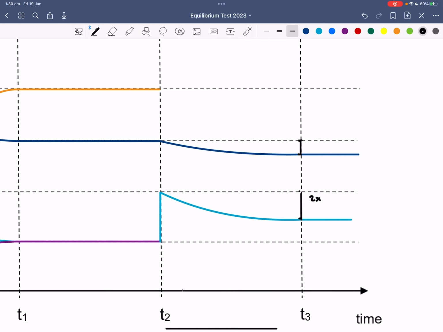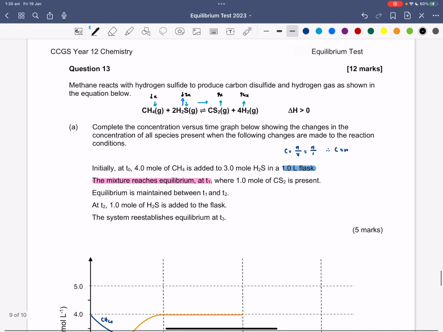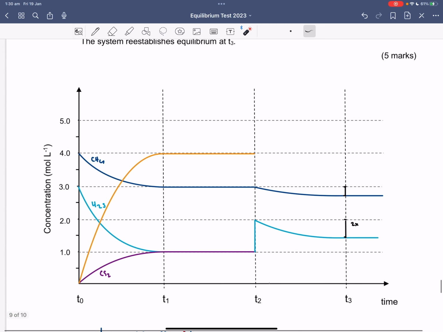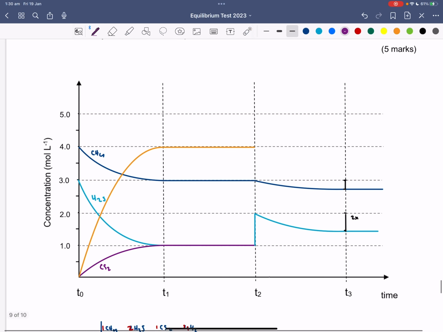Okay, so back to where I was. The H2S went up, then it came back down by 2x. This one came down by x. CS2 goes up by x. So let's draw the CS2, which is the purple one, going up by roughly x. That would be roughly around about here. Then it stays at equilibrium, so a flat line from that point. We'll just label it x. It doesn't have to be perfect, and the fact that I'm using x's really helps specify the ratios.